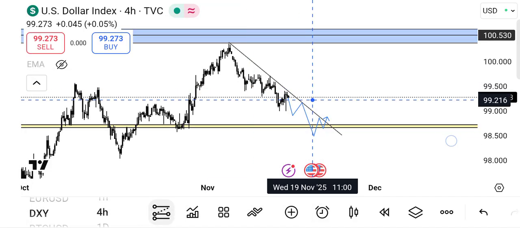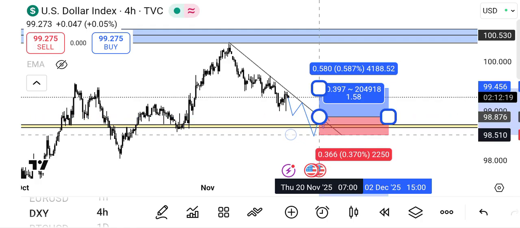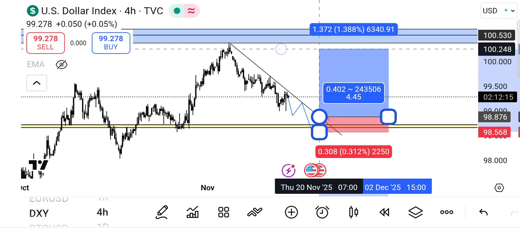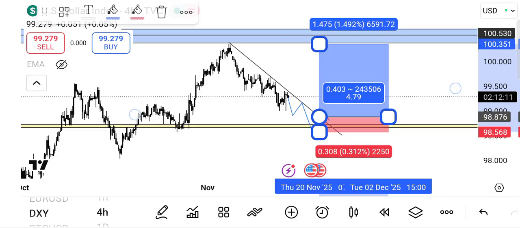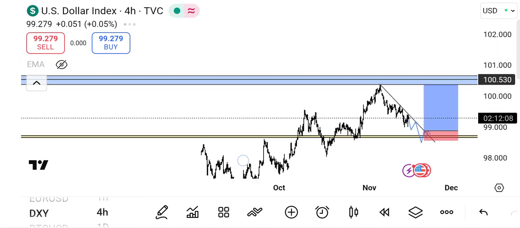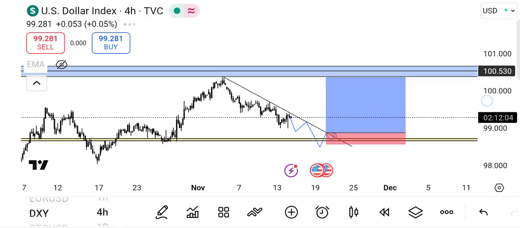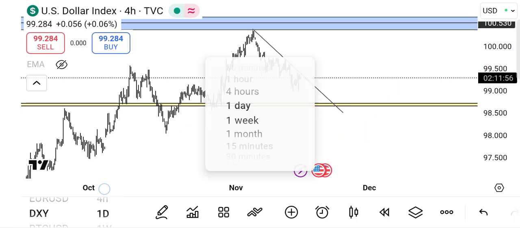You understand? So if the market does something like this, we're going to be entering here with a stop something like this, and this is going to be a 1 to 4 risk to reward. So this is what we're going to be waiting for market to do, right? This. So going to other pairs, let's see what the market is doing.